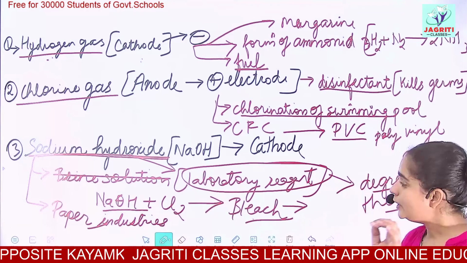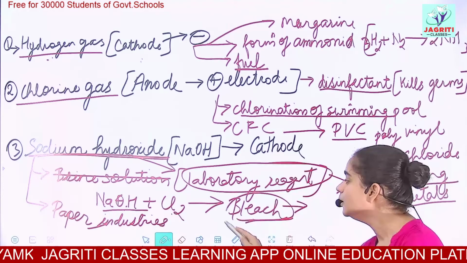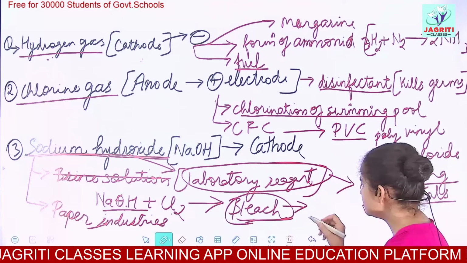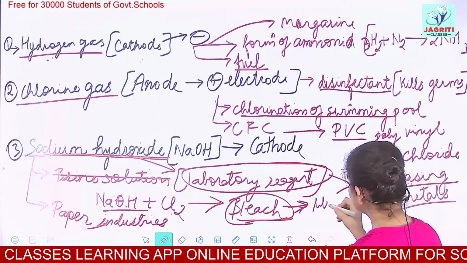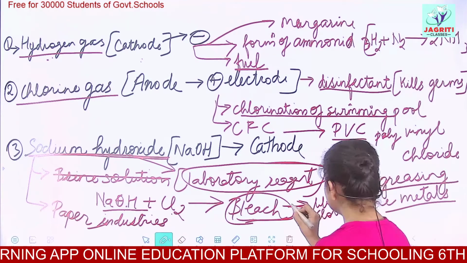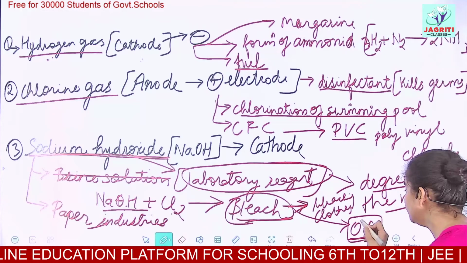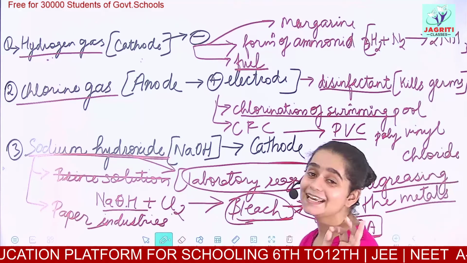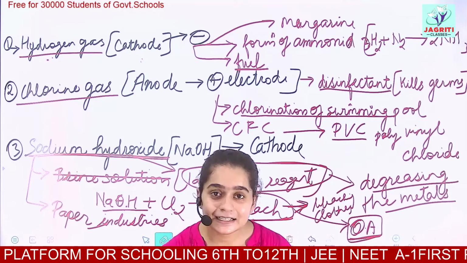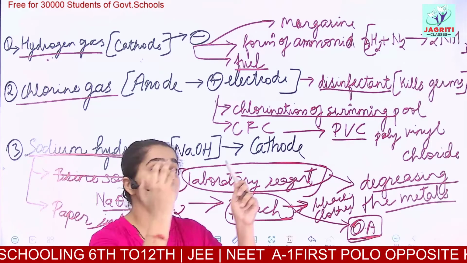With chlorine, sodium hydroxide combines to form a bleach. And bleach, what is its purpose? It is used in the bleaching of clothes. And I told you it is also used as a great oxidizing agent. Do you remember the concept of oxidizing and reducing agent? We discussed it. What do you mean by oxidizing agent? Those agents which do the oxidation of others.